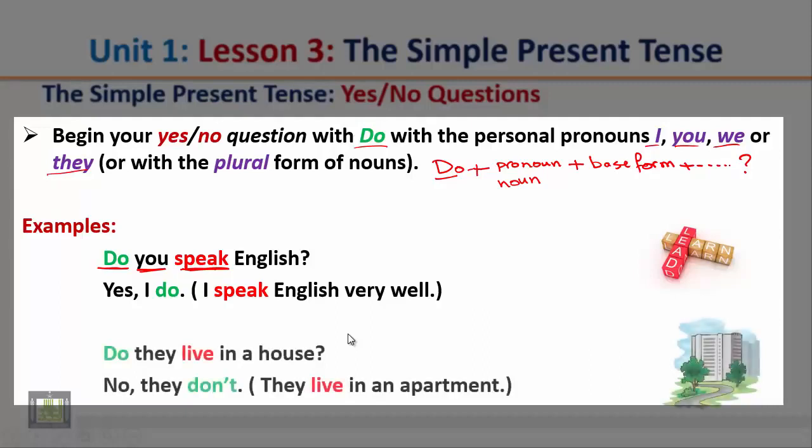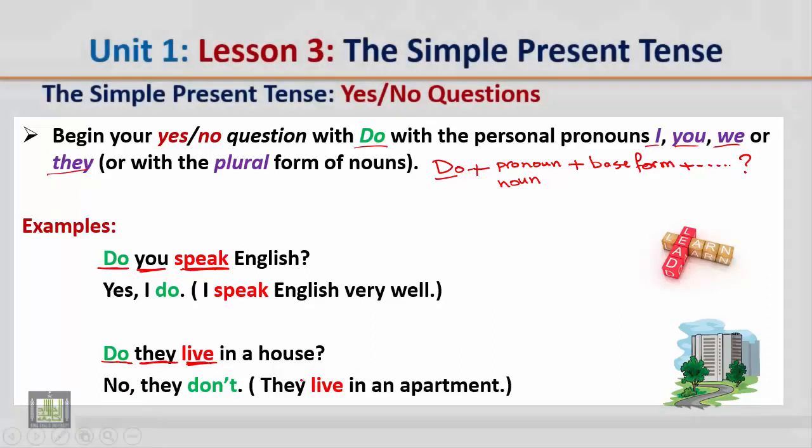Another example. Do they live in a house? Notice here also we start the question with the verb do. After that we have the subject pronoun they, and after that we have the base form of the verb live. Do they live in a house? No, they don't. They live in an apartment.